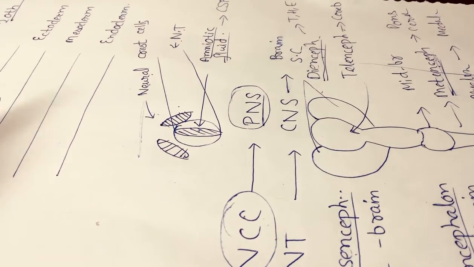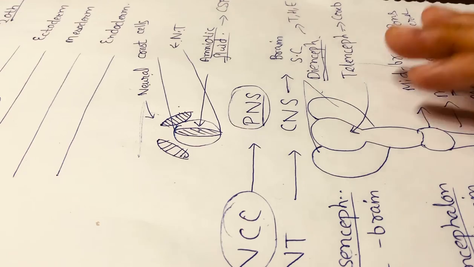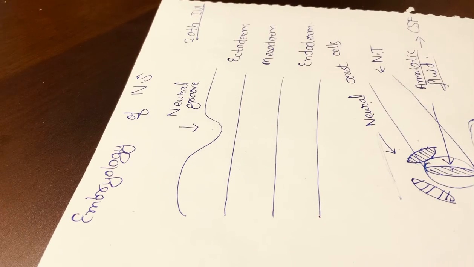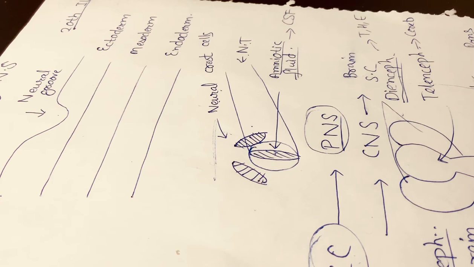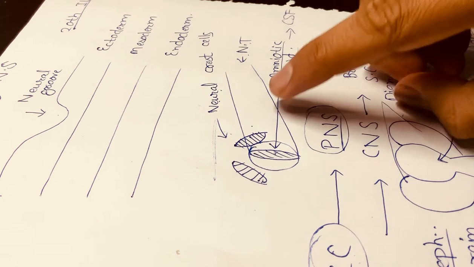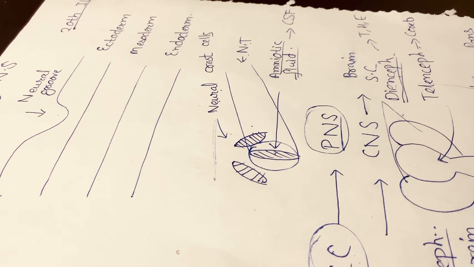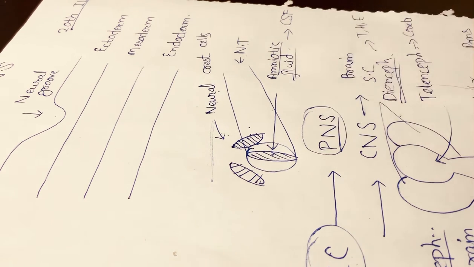So in an animal, let me explain it again for you in a jiffy. We have three germinal layers: ectoderm, mesoderm, and endoderm. This ectoderm has a neural groove. This neural groove at a particular stage forms the neural tube, and above this neural tube you will find neural crest cells. These neural crest cells form the peripheral nervous system, and this neural tube forms the central nervous system, which includes brain and spinal cord. In this neural tube you will find the neural pore, where cerebrospinal fluid is present in its precursor form known as amniotic fluid.